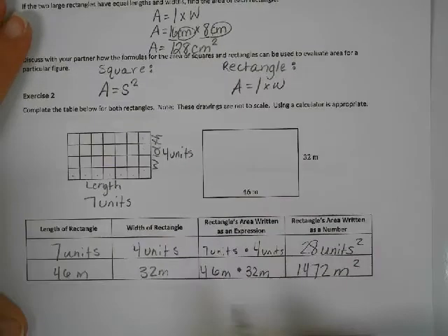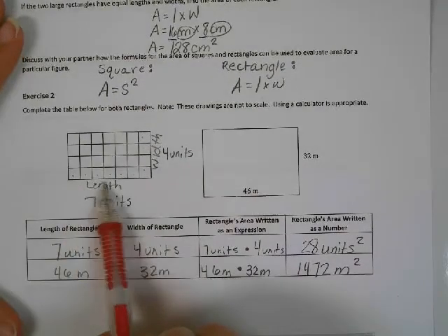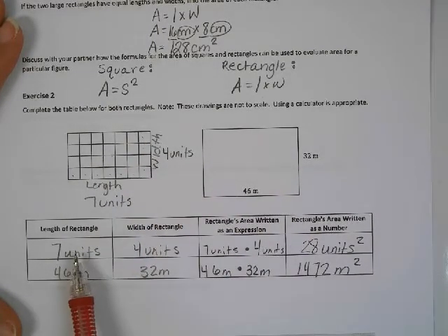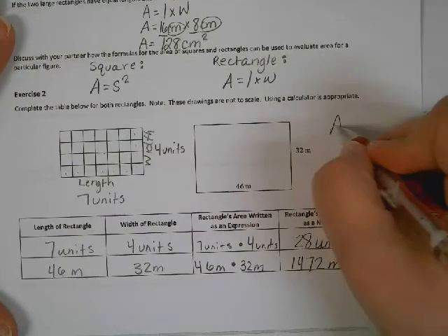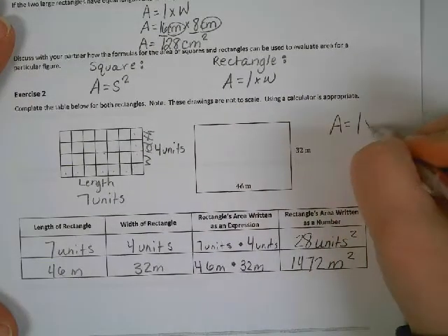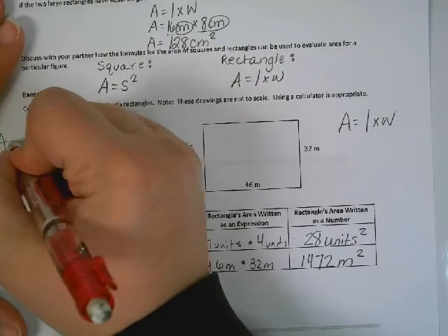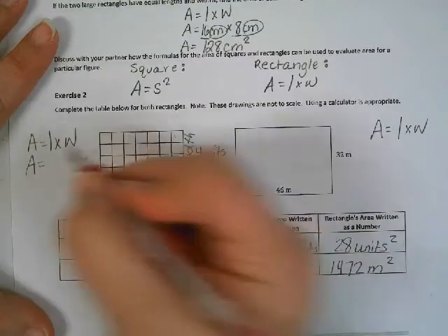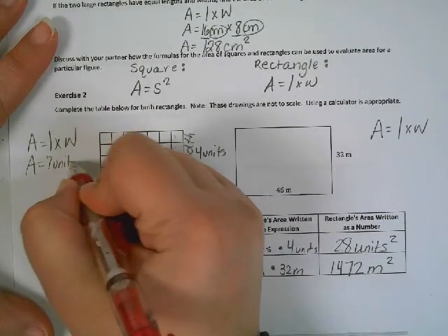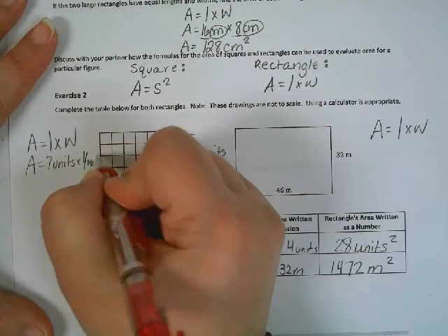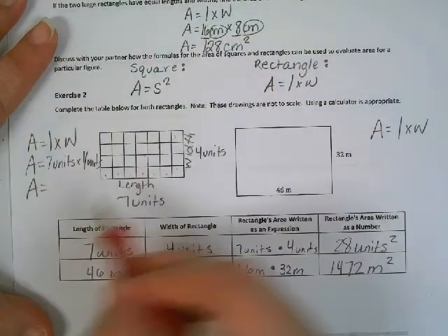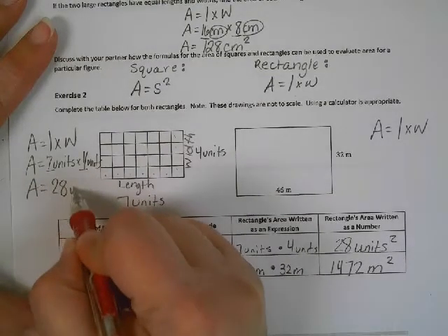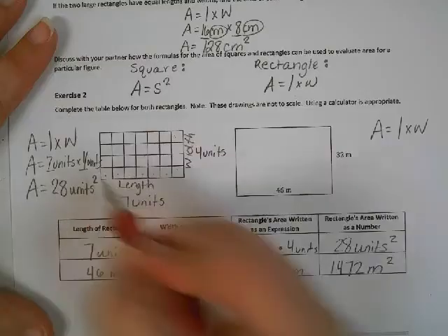You and your partner first should have figured out that this length was 7 units and the width was 4 units. Remember, you are using area equals length times width for each one. So on the first one, you should have done area equals 7 units times 4 units. Then you multiply just the 7 and the 4 together, you get 28. And since there's units 2 times, it's units squared.